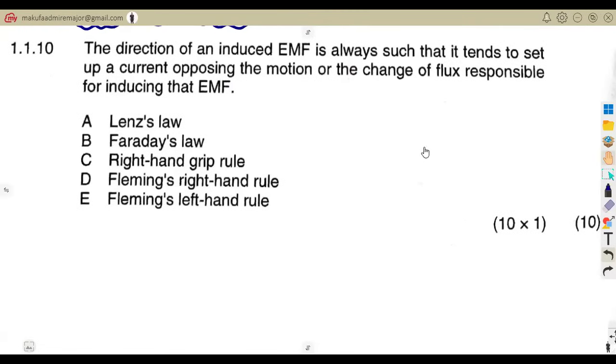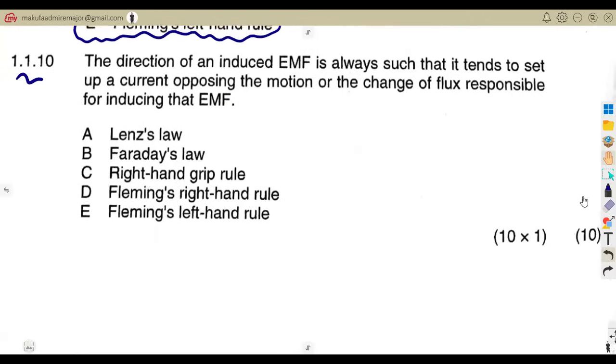This is just an exam, hoping that you had learned this. But we're going to also try to have presentations which can differentiate a lot of things as we are revising. Then on 1.110, the direction of the induced EMF is always such that it tends to set up a current opposing the motion or the change of flux responsible for inducing that EMF. So which of these is describing that?